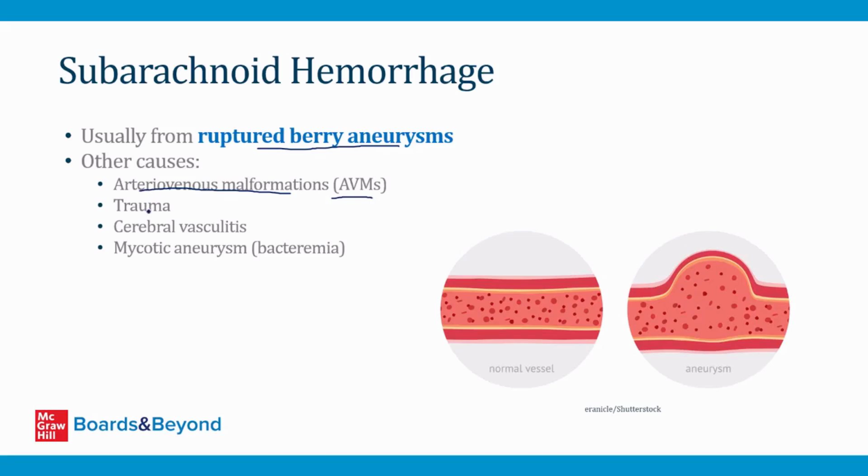You can also sometimes see subarachnoid hemorrhage from trauma. You can see it in patients who have vasculitis involving the cerebral blood vessels. And then you can sometimes see this in patients who have endocarditis or bacteremia. The bacteria can spread to the brain and cause an aneurysm, and that aneurysm can rupture. This is basically similar to a berry aneurysm rupturing, except the cause is not a berry aneurysm. The cause is infection of vasculature inside the skull.